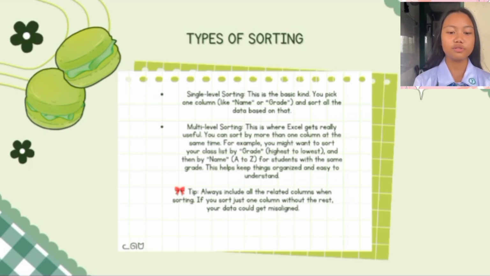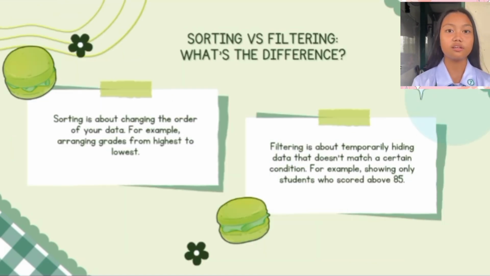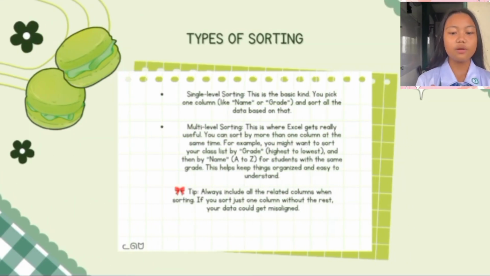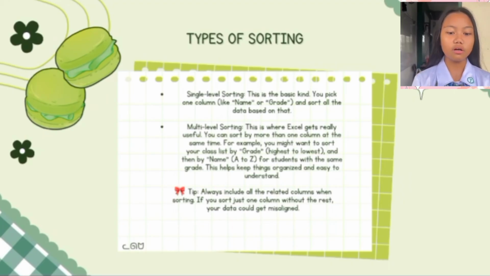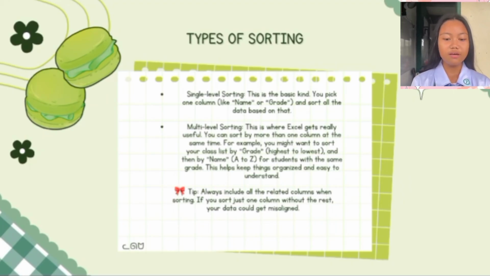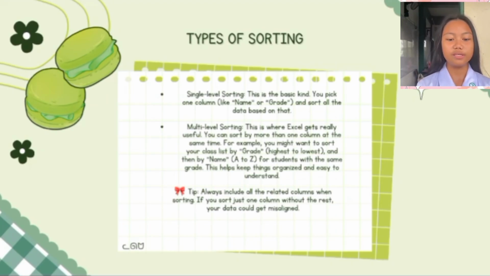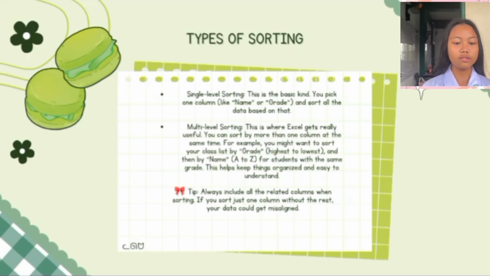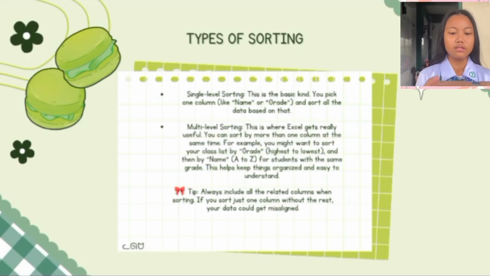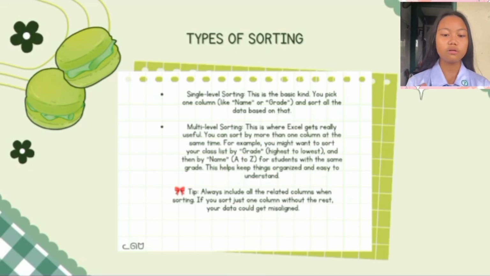There are different types of sorting. The first one is single-level sorting. This is the basic kind. You pick one column, like name or grade, and sort all the data based on that. The second one is multi-level sorting. This is where Excel gets really useful. You can sort by more than one column at the same time.